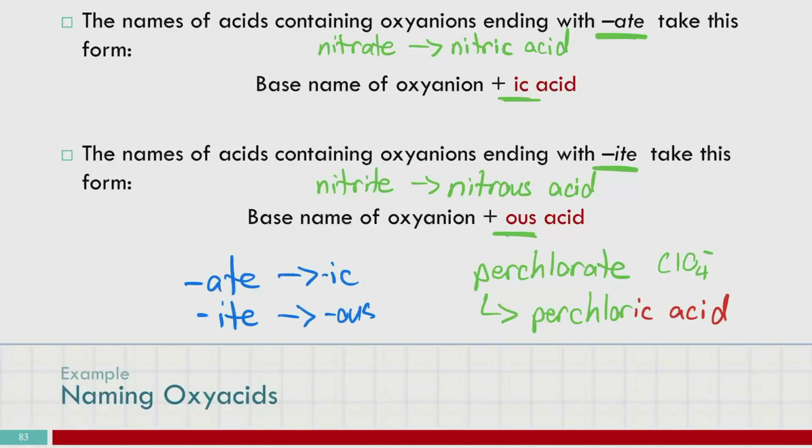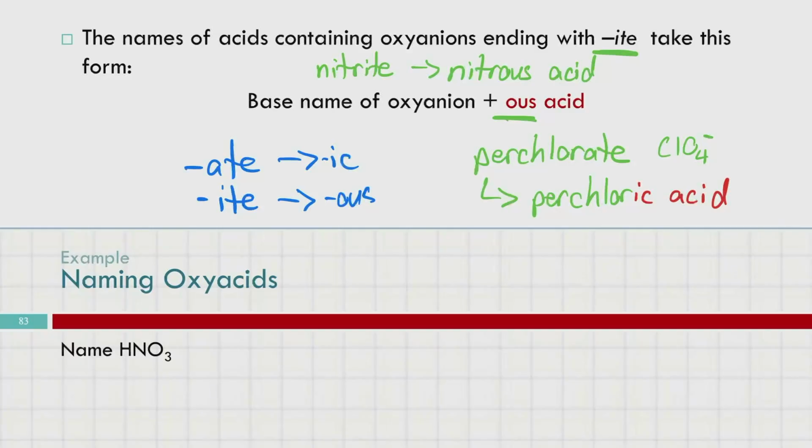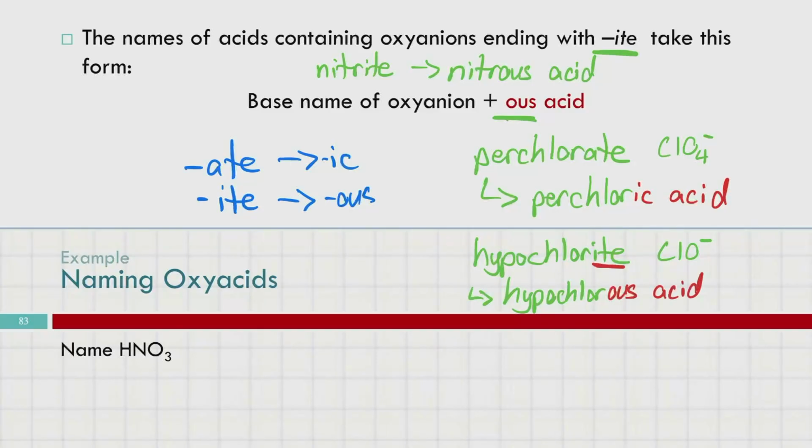We could also have hypochlorite, which would turn into hypochlorous acid. Hypochlorite is often an ingredient of bleach. ClO minus, if we turn that into an acid, that would be hypochlorous acid. That ITE turns into OUS, just like the ATE turns into IC.